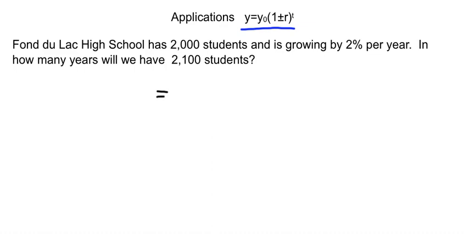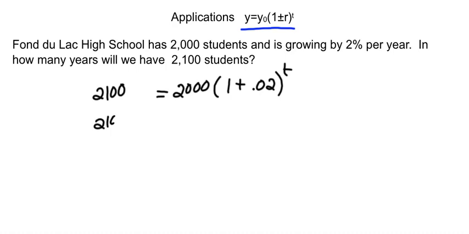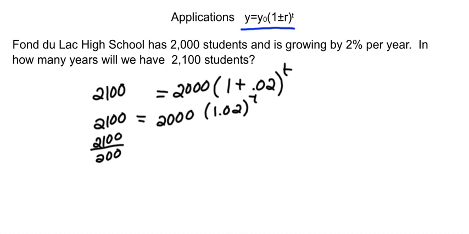Starting then by using that formula, 2,000 is y sub 0. Ending 2,100 is y. And I'm going to come up with 1 plus r, and we always write that r as a decimal, if you remember. I want to know how many years. First thing I'm going to get is 2,100 is equal to 2,000 times 1.02 to the t power. My goal is to solve for t, so first thing I'm going to do is divide by 2,000 on both sides.